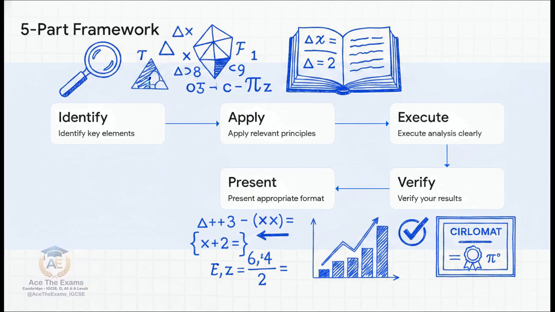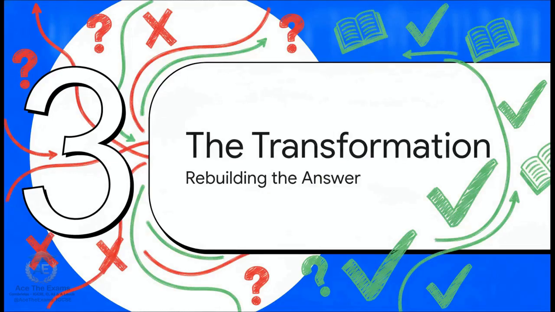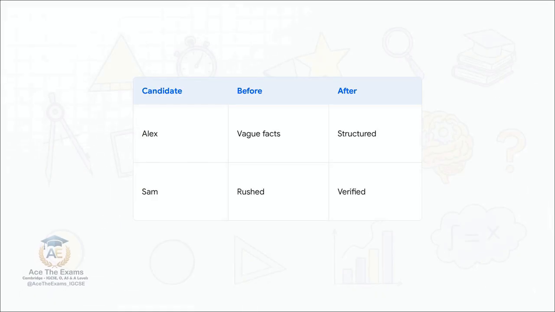This framework is your ultimate mental checklist for mathematical reasoning. Let's see this in action in Section 3, the transformation, rebuilding the answer. Now we get to watch those painful red pen marks transform into beautiful green check marks. We are taking Alex and Sam's flawed answers from earlier and entirely rebuilding them using our new IAEVP framework.